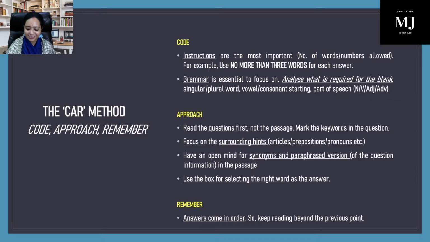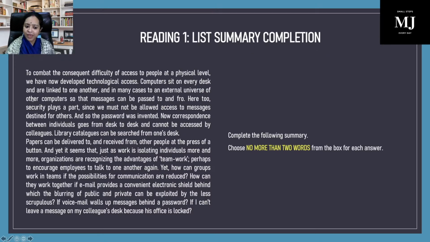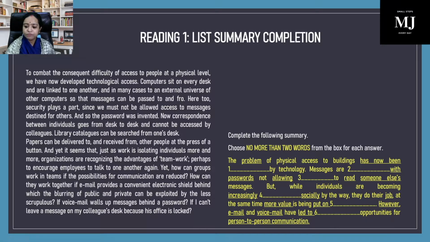Let's move ahead, guys. List summary completion would be having a passage, just like the other summary completion question. The instructions would be to complete the following summary. Choose no more than 2 words. So our word limit is maximum 2 words. The question would be in the same order. Sentences put together, just like this. And as you read through the question, you will keep marking all the keywords.